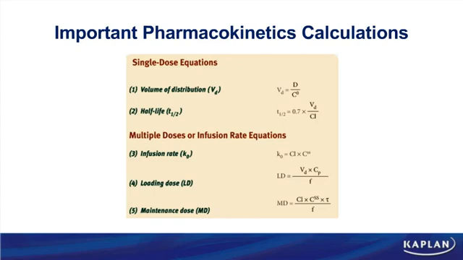That's going to be how often you give the drug. Is it once a day? Is it 4 times a day? That's what tau is in your maintenance dose. We don't need that variable in the loading dose. Once again, most often we're just going to give that as a single dose anyway.